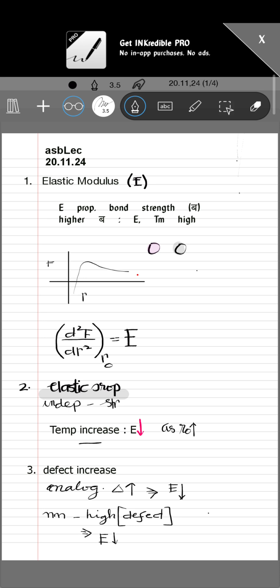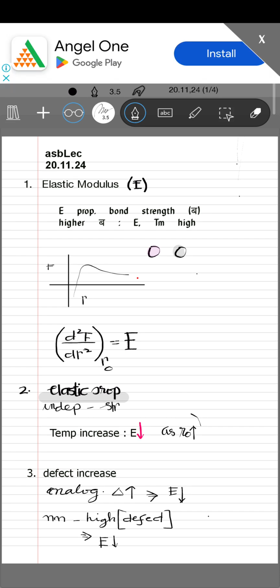Now, an increase in temperature causes vibrations of the atoms, and there is a shift of the mean position of the bond. That means there is an increase in r0. So this actually leads to a decrease in elastic modulus. Also, an increase in defects is considered to be analogous to an increase in temperature, and that's why an increase in defects is supposed to decrease the elastic modulus of the material.